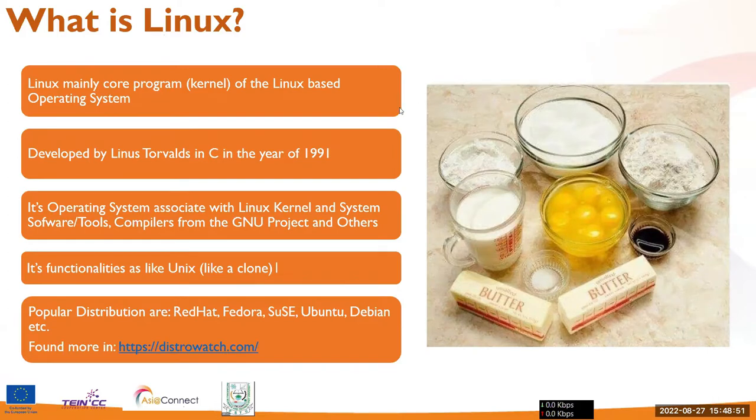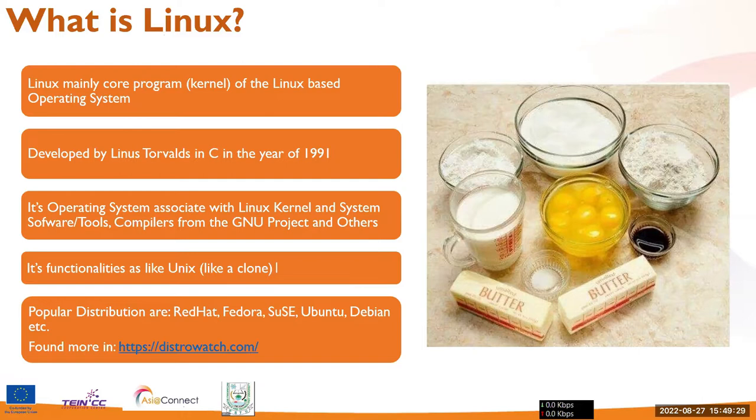It was developed by a university student, Linus Torvalds, using the C language in 1991. It becomes an operating system when we bundle it with some other system tools and applications and release it. That is also called a distribution. So the Linux-like operating system we are using is actually called a distribution. You may know about Red Hat Linux, Ubuntu, Debian. All of them are called Linux distributions.